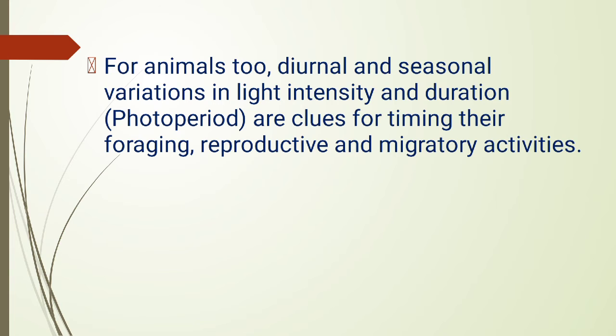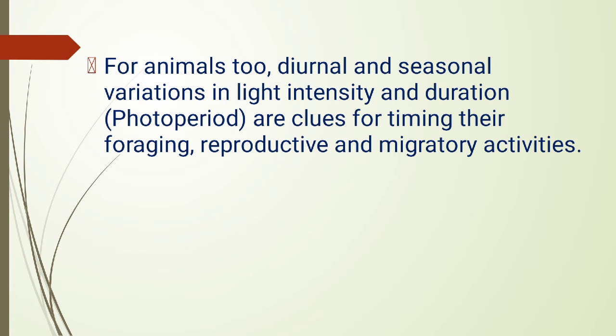Now for example, in plants also, there is photoperiod. Photoperiod is a term for the duration of light for the flowering period. In plants, for the flowering period, photoperiod is of three types. There are three types of plants: short day plants, long day plants and day neutral plants.